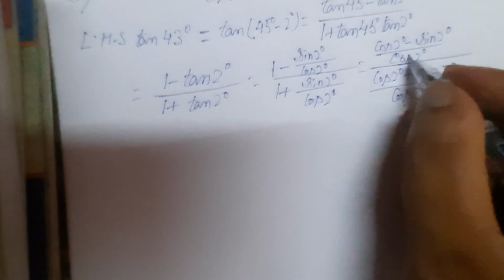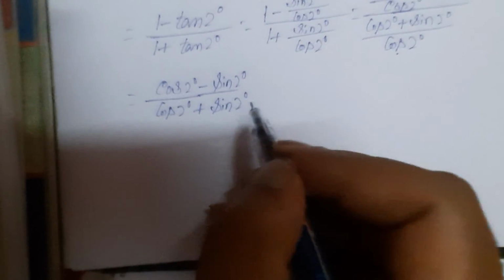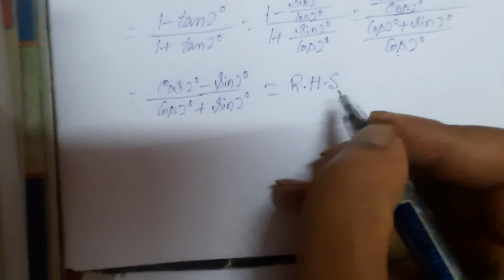Now cos 2 gets cancelled. Finally you get cos 2 degree minus sin 2 degree by cos 2 degree plus sin 2 degree, and this is your right hand side.